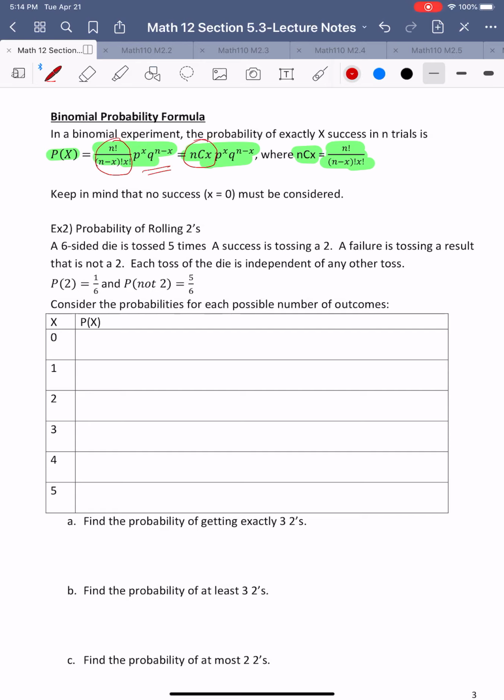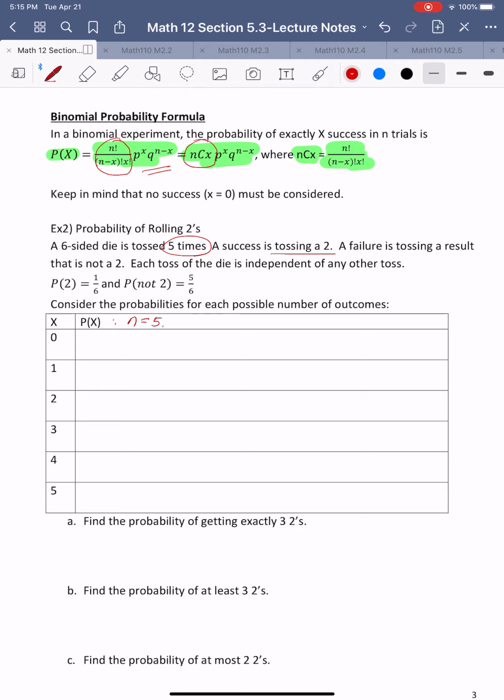Probability of rolling twos. A 6-sided die is tossed 5 times, so this is the number of trials, a finite number of trials. A success is tossing a 2. When you try it 5 times and think about tossing a 2, you might get none of the 2s, which is 0. You might get 1, then 2, 3, 4, and 5. You might even have everything turn out to be a 2. So n equals 5.